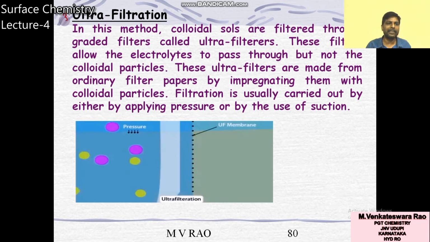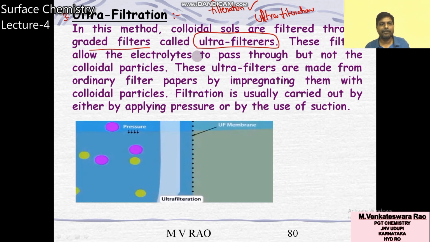The third method of purification is ultrafiltration. You know filter papers, normal filter papers, that technique is called filtration. So by using ultrafilter paper, this same technique is called ultrafiltration. In this method, colloidal solutions are filtered through graded filters called ultrafilters. These filters allow the electrolytes to pass through but not the colloidal particles.